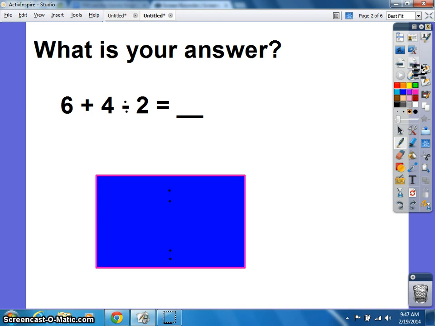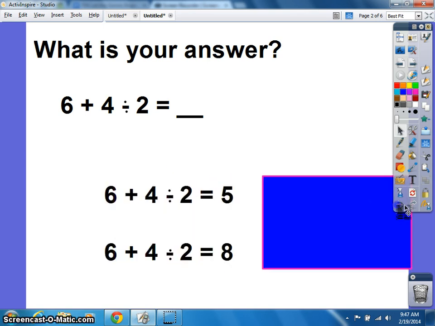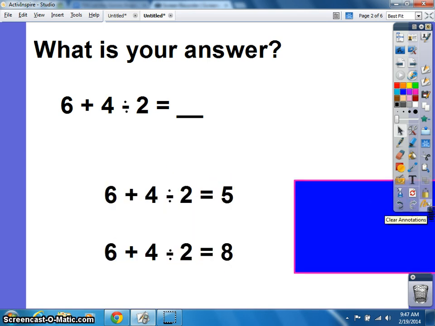Before I move this box, I just want to make sure that you solved this in your math journal. Pause the video again if you haven't solved it, and then go ahead. All right, what did you get for your answer? 6 plus 4 divided by 2. My guess is that you got one of these two answers right here. You either got 5 or 8.